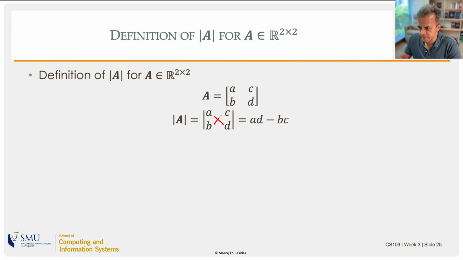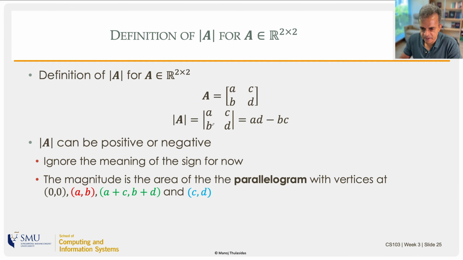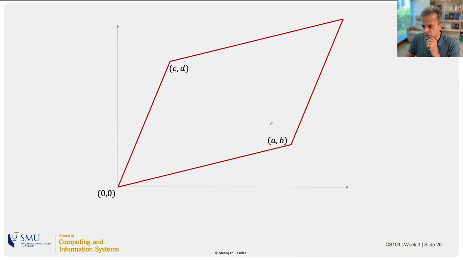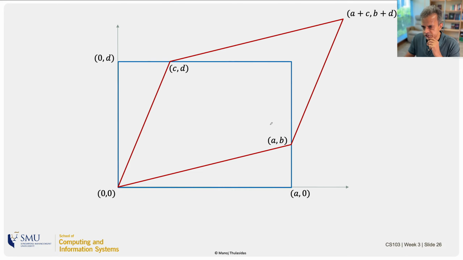AD minus BC. Now determinant can be positive or negative because AD can be more or less than BC. Forget about the meaning of the sign for now, and the magnitude of the area of the parallelogram is actually going to be the magnitude of AD minus BC. That is something that we will see using this fancy picture. So I have the parallelogram to which the unit square transforms, and that is that parallelogram. So that is what you start with.